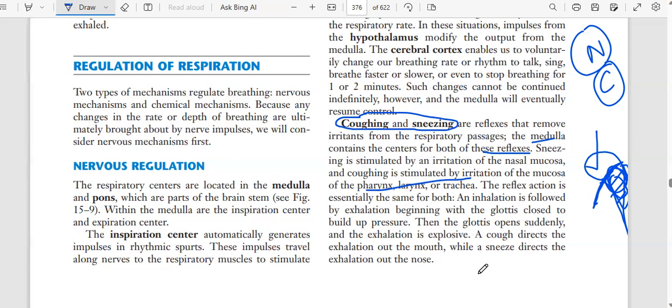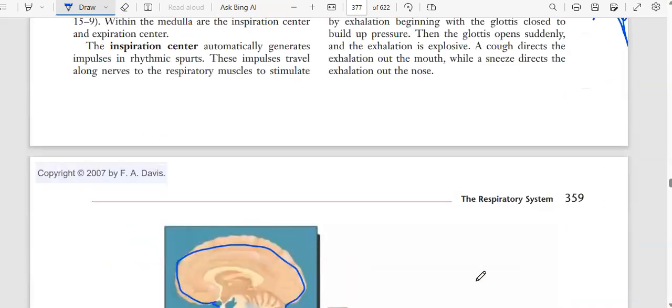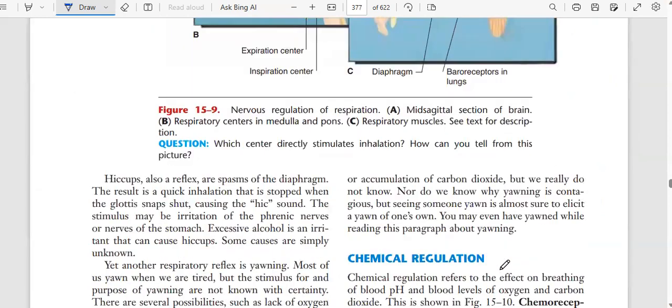Sneezing happens due to the irritant entering the nasal mucosa. Cough happens due to the irritant entering the larynx, pharynx, trachea, and bronchi. So this is the explosive expiration. Okay, so it is also situated in the medulla. The medulla will activate the reflex.